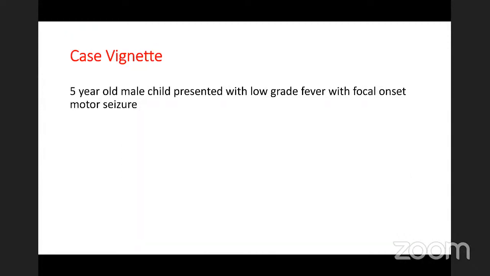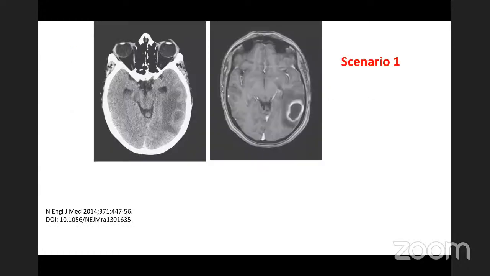So a 5-year-old male child presented with low-grade fever and focal onset motor seizure. Previously, the child was developmentally normal. So when we have anything which is focal onset, there is always a chance of having anything abnormal on the MRI or the neuroimaging. So it is a dictum to do a neuroimaging. In this case, we did an MRI.